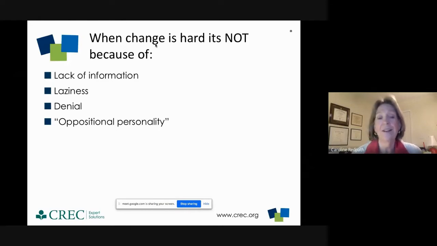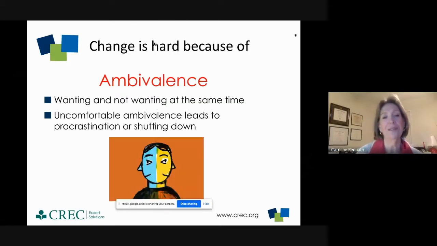We hear oppositional personality. We need to stick with the cause of the behavior, not give it a name that then excuses the behavior. We need to address the actual behavior that we're seeing. So change is not hard because of those things. Change is hard because we're ambivalent.